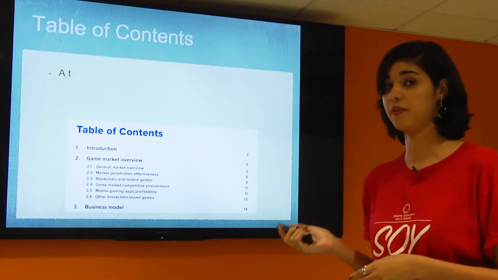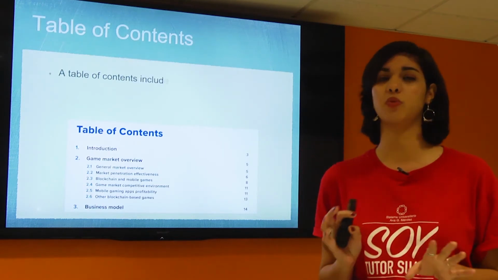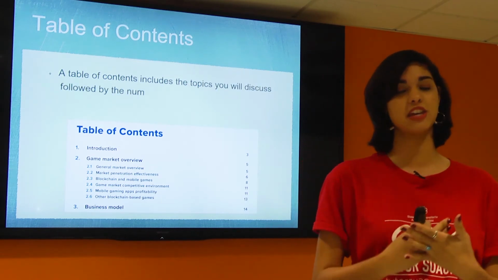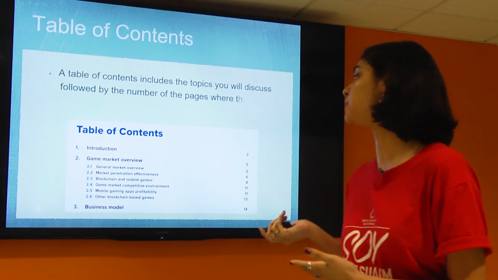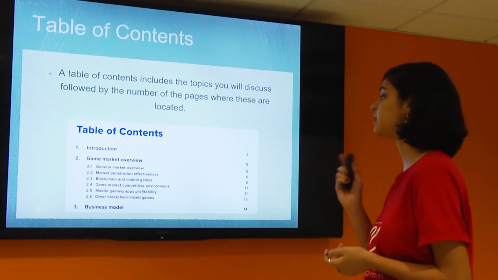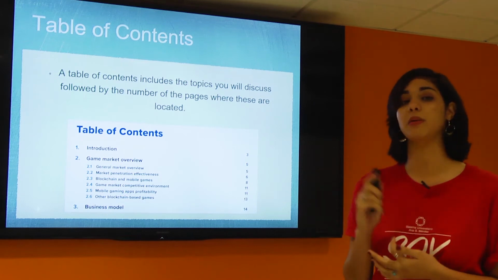Next, we have the table of contents, which gives you an idea of what you will be able to find on your paper, followed by the page number where this is found. As you can see over here, the introduction would be on page 3, and the general market overview will be on page number 5.